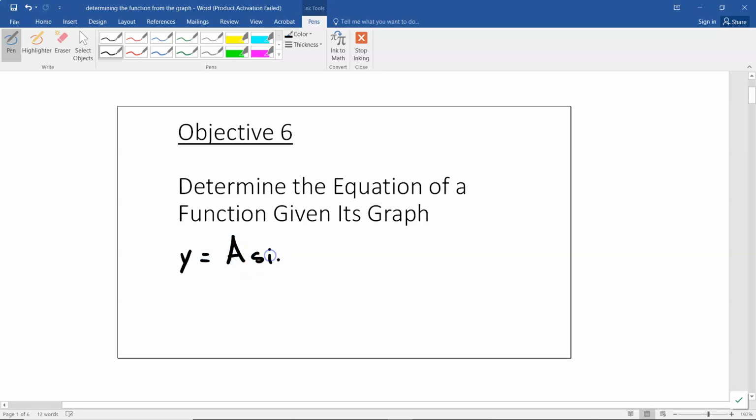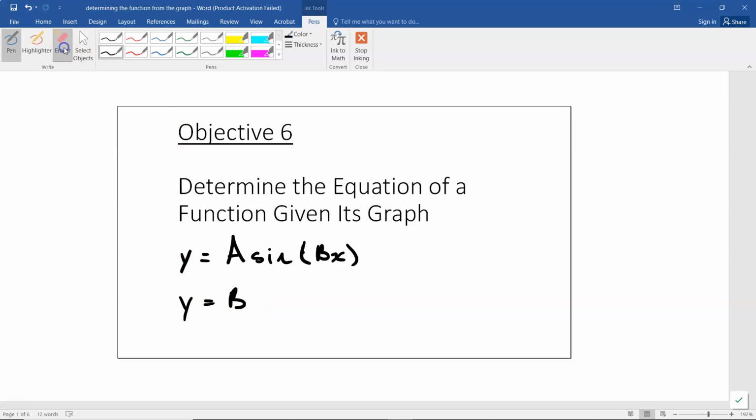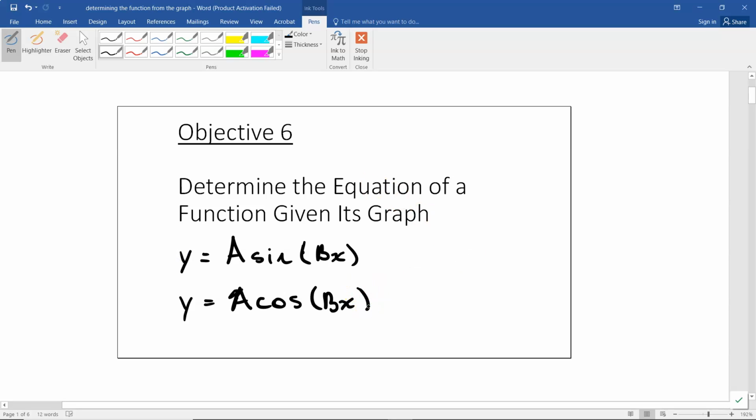So y equals a sine bx, and y equals a cosine bx. Sorry about that. So these are the functions that we're mainly trying to decipher from these graphs.